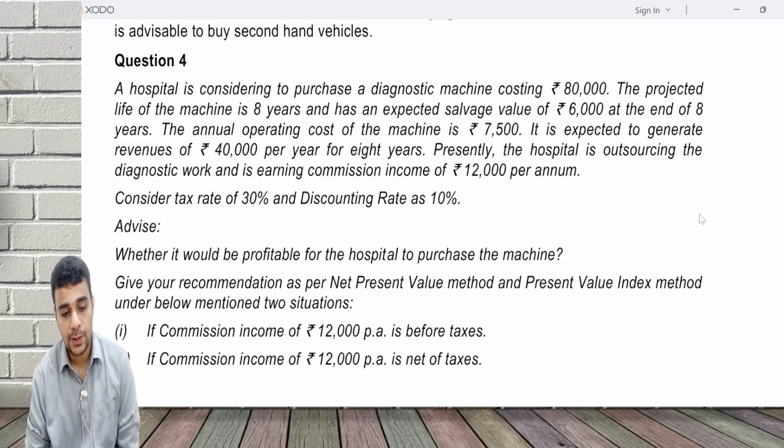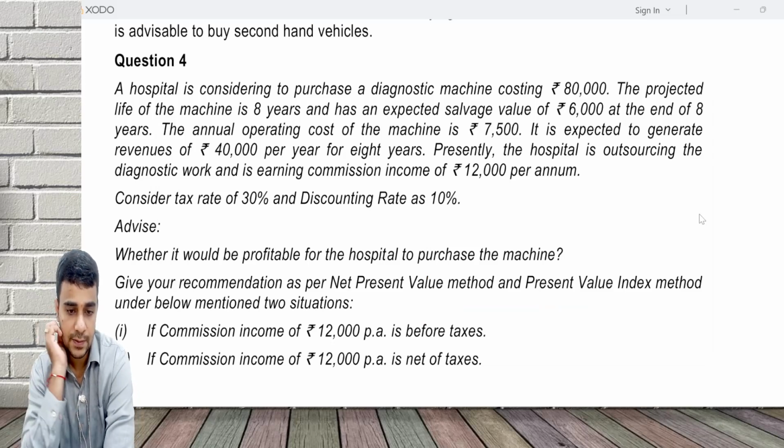Under two situations: commission income is 12,000 per annum before tax, and commission income is 12,000 per annum net of taxes. Go through this. We have done similar problems in class as well. Just one new adjustment, or one different approach, they've asked in the question. Go through this.